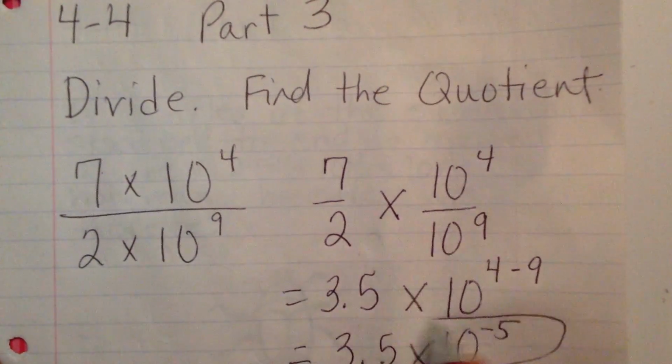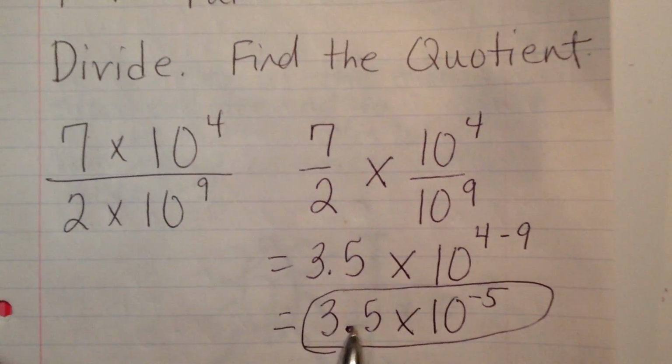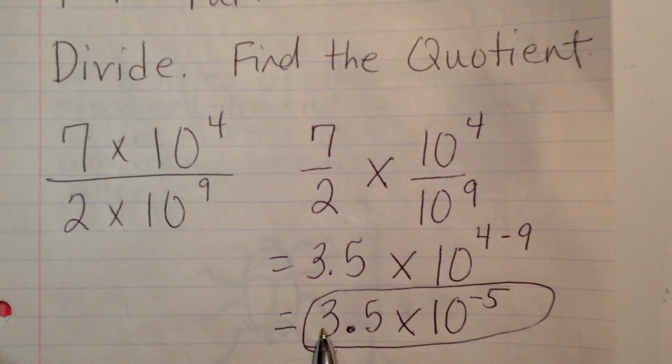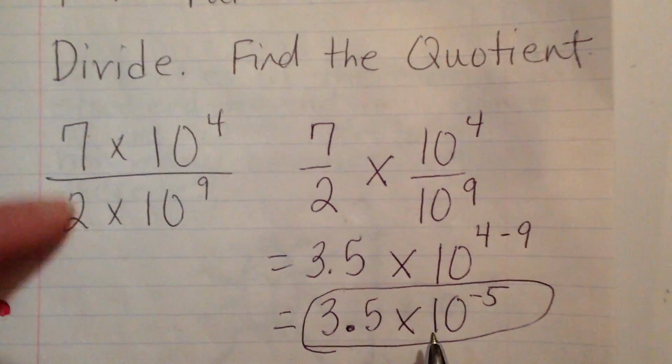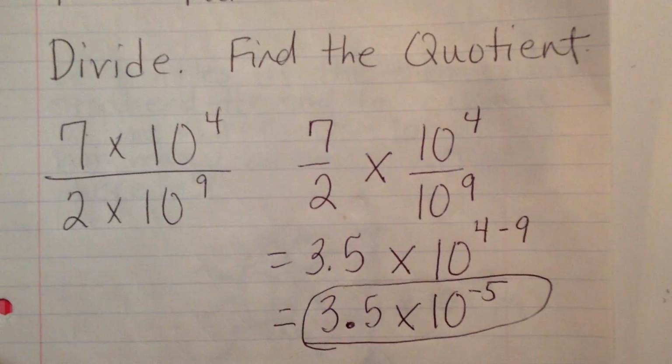Yes, this answer is in scientific notation because the decimal is behind the first non-zero number. And this first number is greater than or equal to 1 and less than 10. So this is the quotient of these two numbers that were in scientific notation.